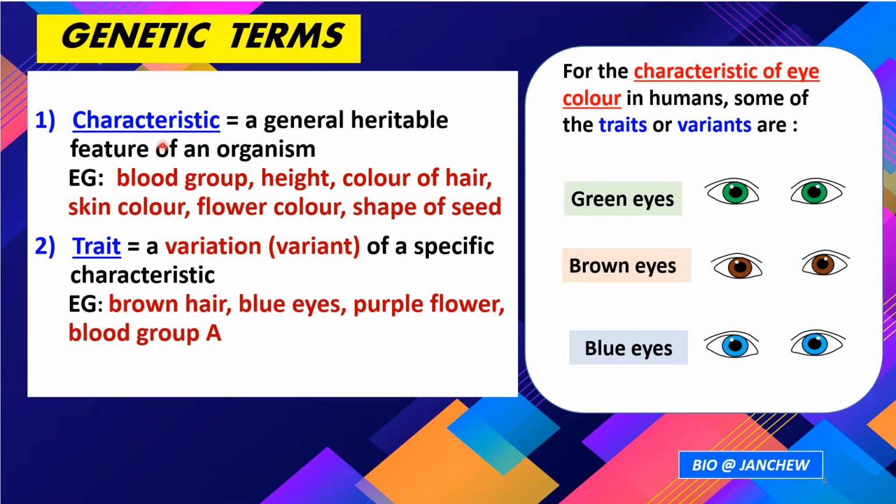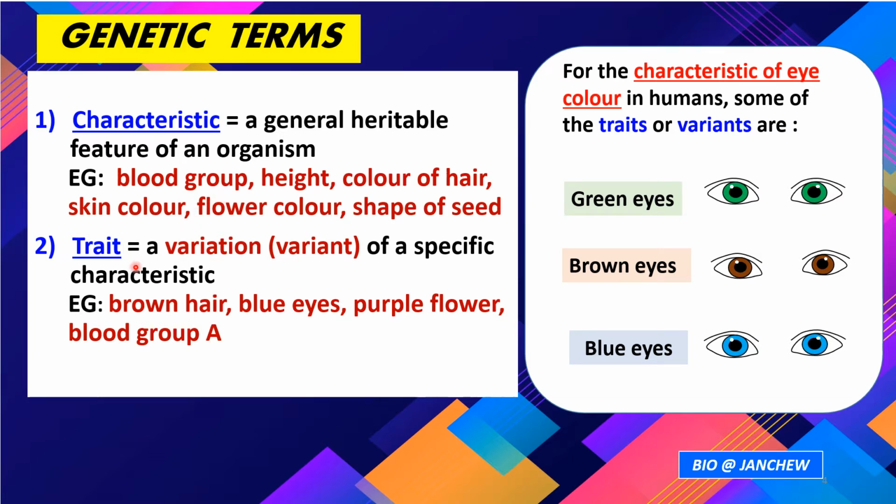A characteristic is a general heritable feature of an organism, such as blood group, height, color of hair, skin color, flower color, shape of seed. So a characteristic is a general feature that can be inherited. Heritable means it can be inherited. Alright? Sifat yang boleh diwarisi. And it is a general feature only, without giving any specific description of what an individual has inherited.